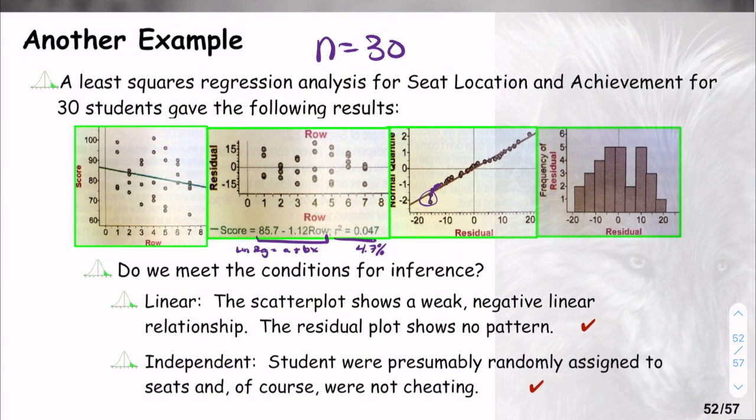So is our scatter plot, our first thing, linear? Yep, so the scatter plot shows a weak negative linear relationship. Remember, this is our SODS statement if we wanted to write it. The residual plot shows no pattern, which is good. Independent, so students were presumably randomly assigned to seats, and of course, we're not cheating. If they are, then we can't assume independence.